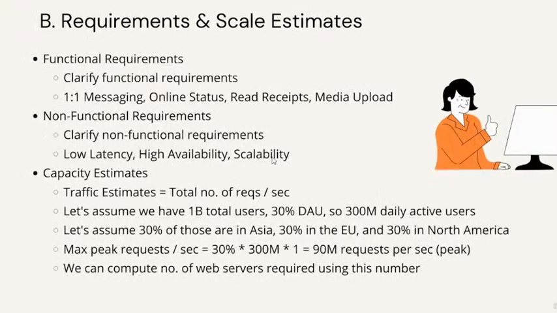In this step, we are going to finalize requirements and we are going to do some capacity and scale estimates. First, functional requirements. Let's try to understand what our functional requirements are. Let's assume in this case, following are the requirements that we need. 1. We want our users to be able to send one-on-one messages to other users. Second, we want our users to be able to check the status of different users, whether they're online or offline.